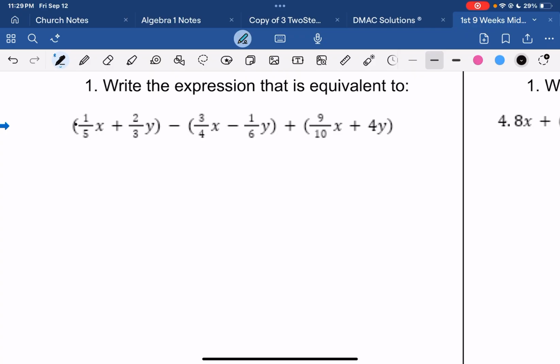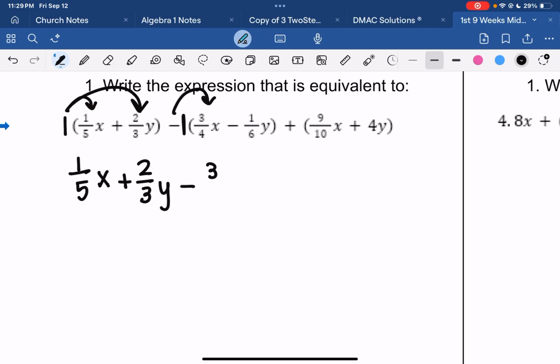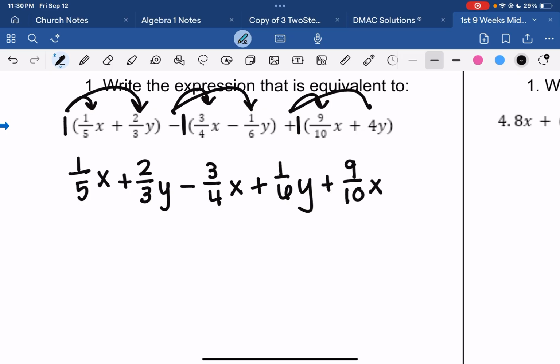If I have nothing in front of the parentheses, that's technically an imaginary 1. So that's 1 over 5x. 1 times 2 over 3 is 2 over 3, and make sure you put down the y. This negative is a negative 1 I'm distributing. So negative 3 over 4x. Negative 1 times negative 1 over 6 is a positive 1 over 6y. This positive 1 gets distributed. So plus 9 over 10x. 1 times 4 is a positive 4y.